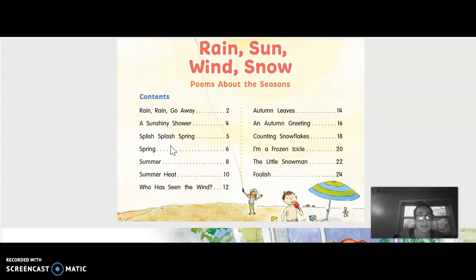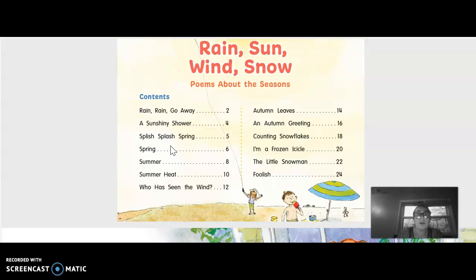So here's the table of contents. There's 1, 2, 3, 4, 5, 6, 7, 8, 9, 10, 11, 12, 13. There are 13 poems in this book. They are Rain, Rain, Go Away, A Sunshiny Shower, Splish, Splash, Spring, Spring, Summer, Summer Heat, Who Has Seen the Wind, Autumn Leaves, An Autumn Greeting, Counting Snowflakes, I'm a Frozen Icicle, The Little Snowman, and Foolish.